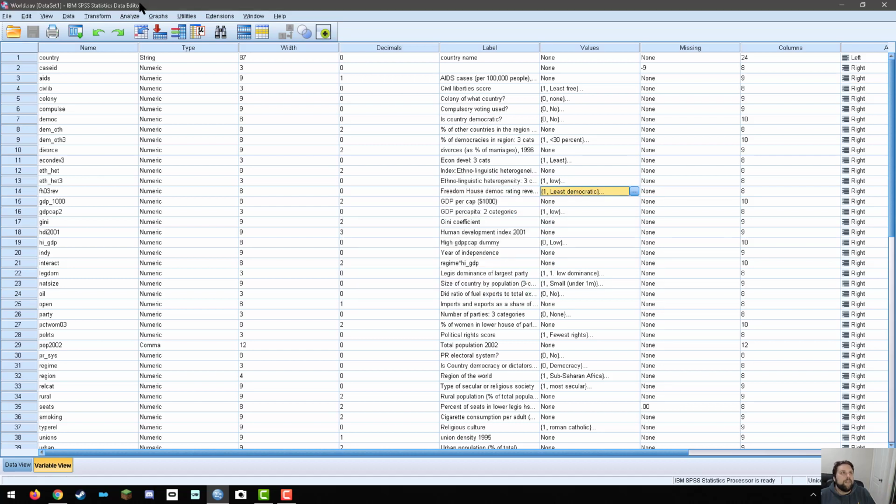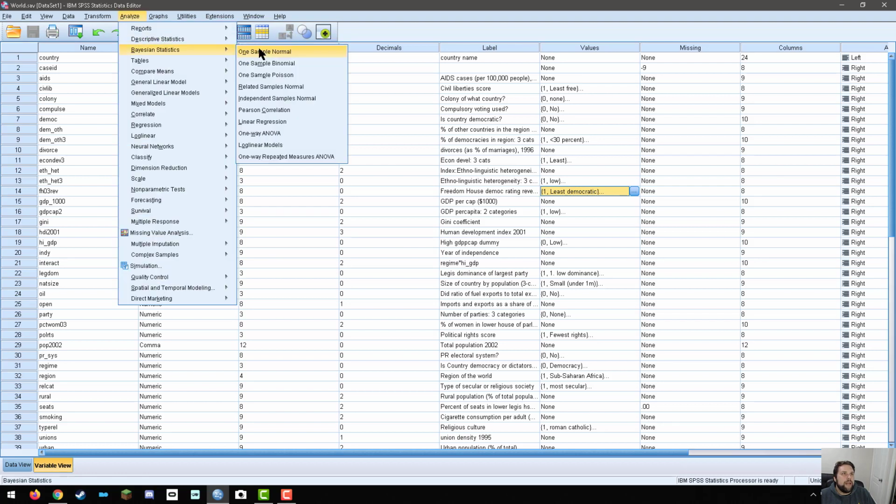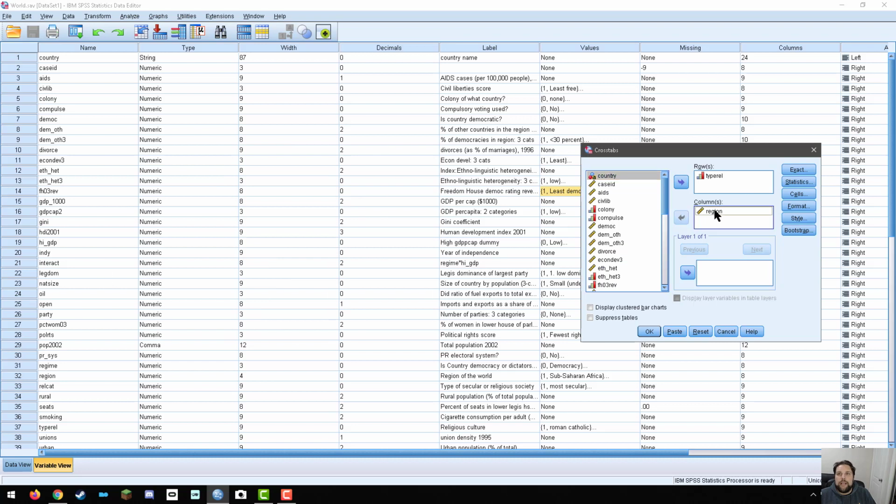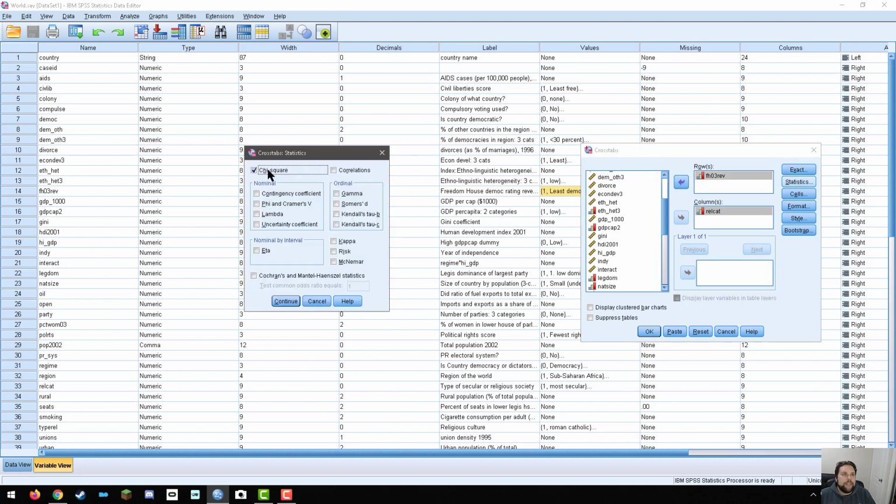Okay, so let's say you have a theory that religion might have some sort of an effect on whether a country tends to be democratic versus authoritarian. And what you can do is put RelCat as your independent variable that's going to be affecting, what was the variable? It's the Freedom House Democratic Rating, so that's FH03Rev. Very good.